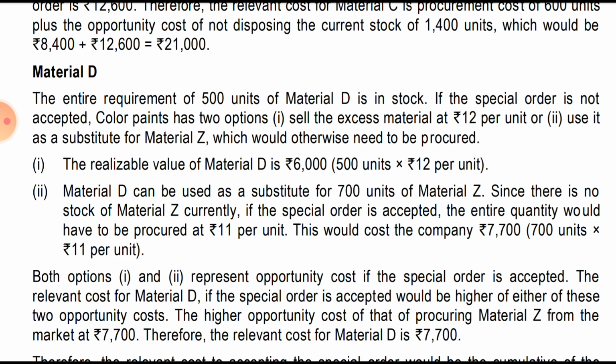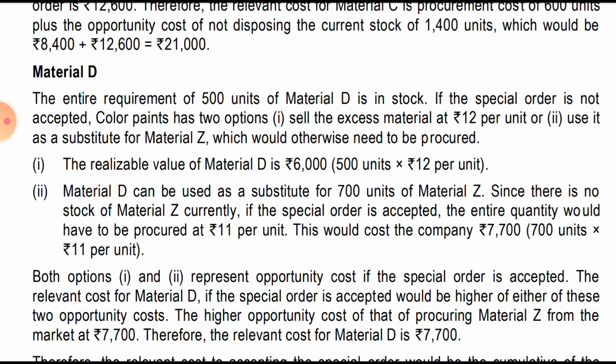The entire requirement of 500 units of material D is in stock. If the special order is not accepted, Color Paints has two options: sell the excess material at 12 or use it as a substitute for Z, which would otherwise need to be purchased. So the realizable value of the material D, if it is sold, will be 500 into 12, which is 6,000. And second option, the material D can be used as a substitute for 700 units of Z.